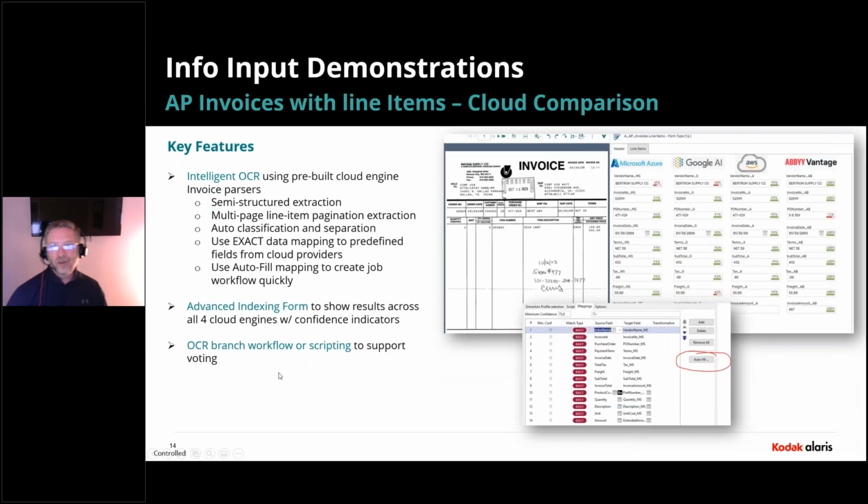We're going to be doing a similar type of process, but we're not going to be integrating with the ERP here. We're going to be doing an AP invoice with line item extraction across four engines, and these are all embedded in our application. One of the neat things here is not only semi-structured extraction, but the multi-page line item pagination. If you do have a 5-page invoice and those line items roll to each page, the system is smart enough to know to paginate to each page and extract the tabular data.